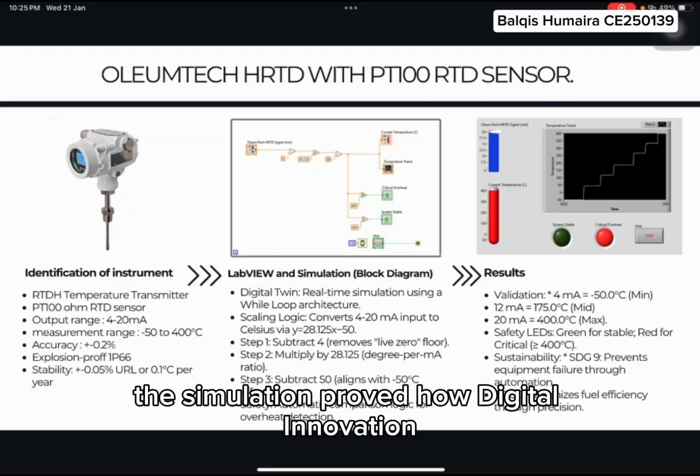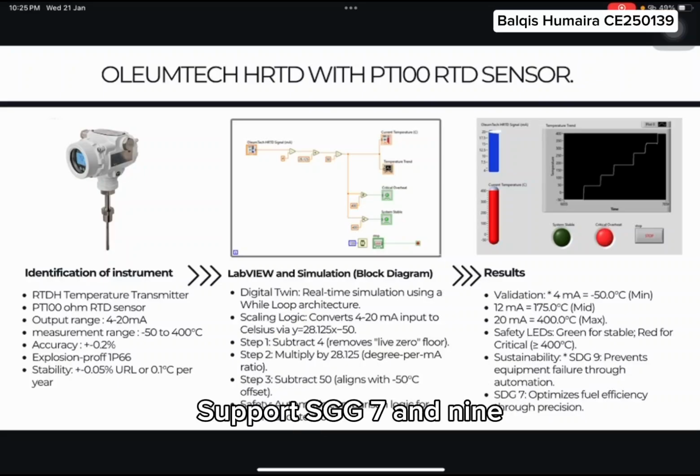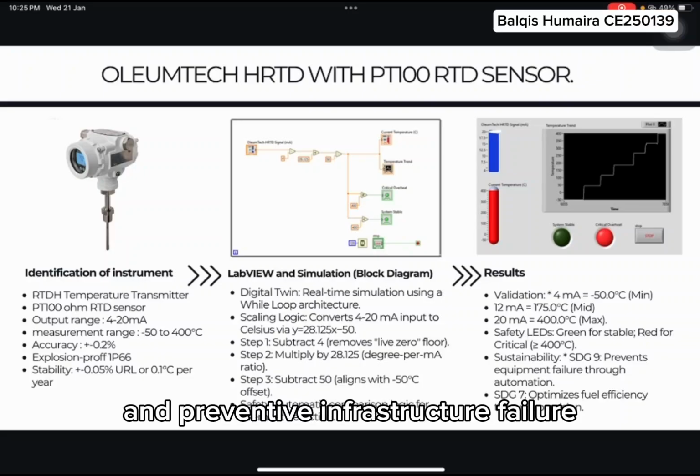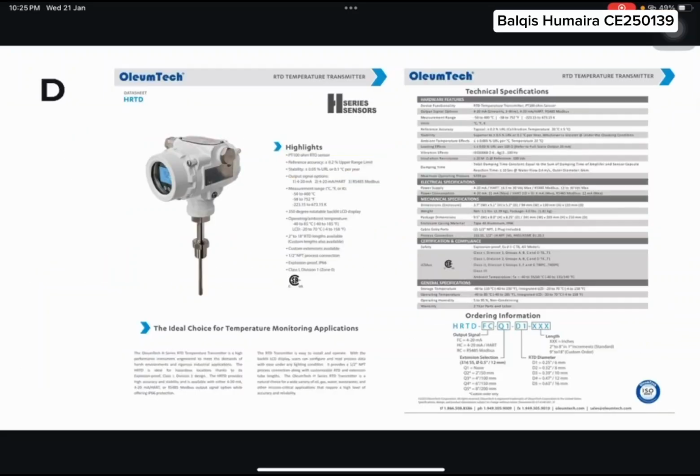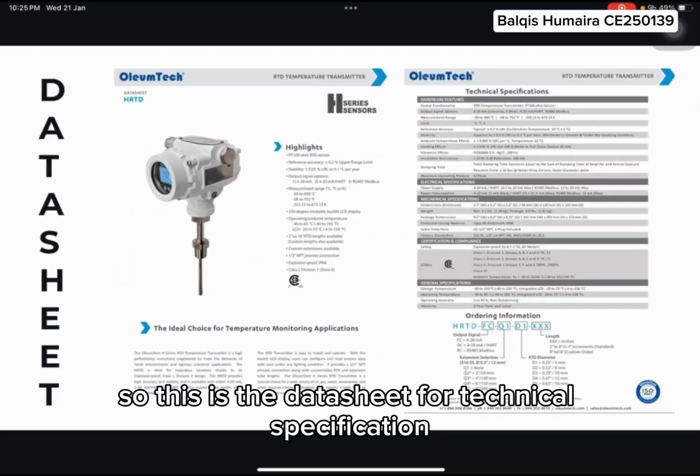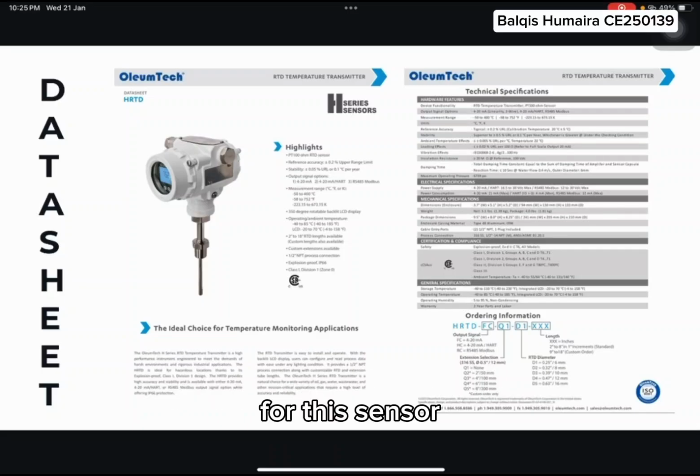The simulation proved how digital innovation supports SDG 7 and 9 by optimizing fuel efficiency and preventing infrastructure failure through optimized safety. So this is the datasheet for technical specification for this sensor.